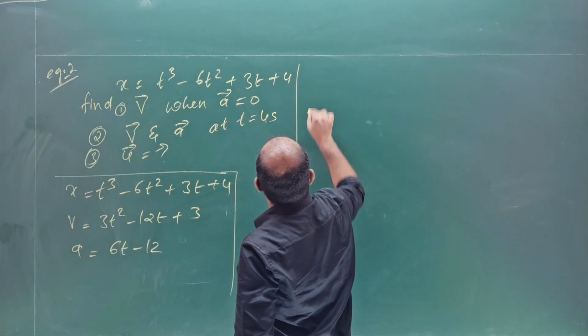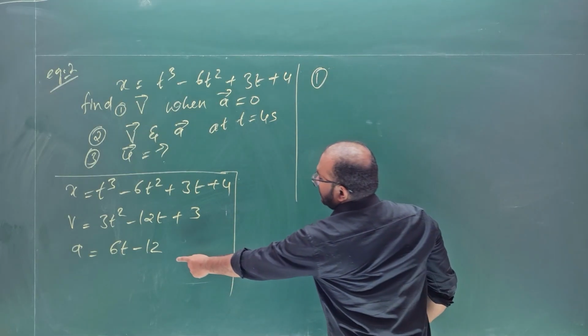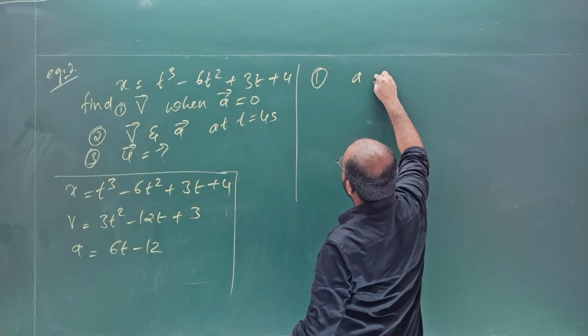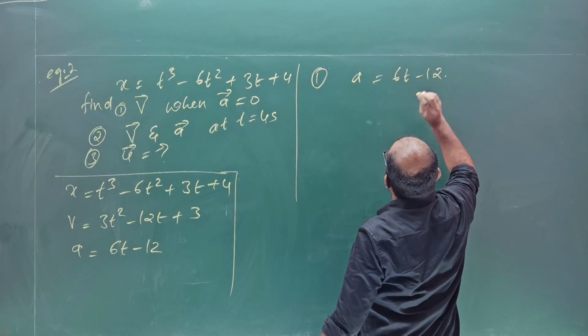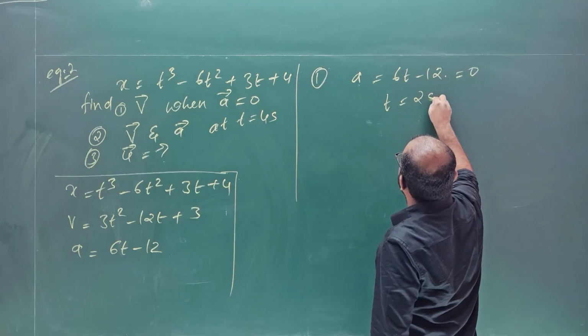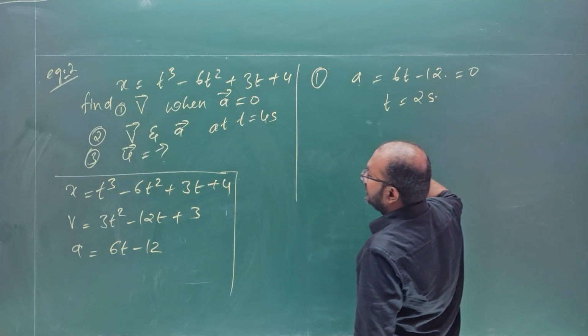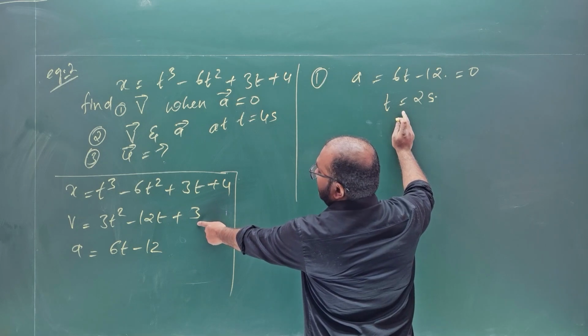And what was the first answer? Acceleration should be 0. So acceleration being 0 means a equals 6t minus 12, and this should be equal to 0. So t equals 2 seconds. Now velocity at t equals 2 seconds. That means substituting the value of t in this equation.